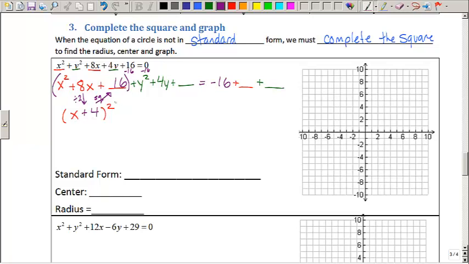The only problem is you can't just go about adding a 16 to the left-hand side just because you want to. You then must also add 16 to the right-hand side.